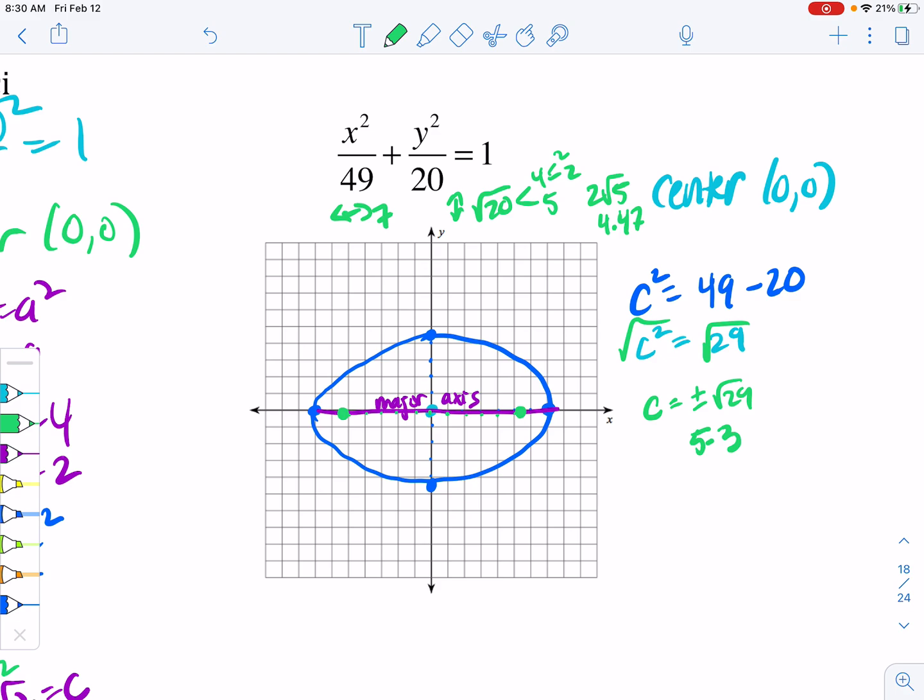Okay. So our foci, the actual points, are, we're going left and right from the center. So from 0, we're going left by root 29, and then up and down by nothing because we keep the y value. And then we're going right by root 29, and then up and down by nothing because we're on the major axis, which the y value is at 0. Okay. So that gives us our graph.